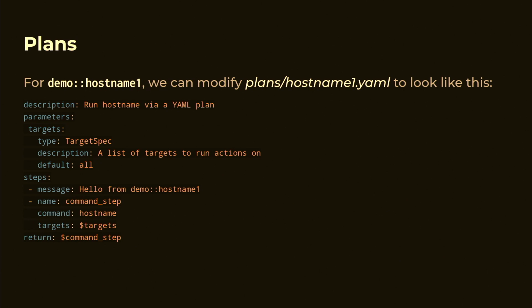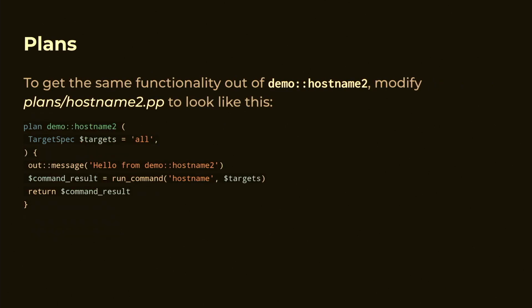Anyway, for our YAML plan, we're going to give the description for it. We're going to say what the parameters are, which basically all we're taking as parameters is the list of targets to run on, and then we have steps. This is the plan that's generated by Bolt, and basically it spits out a message, hello from this plan name, and then I've added a command step that runs hostname on all the targets, right? So every one of these examples does exactly the same thing. And I know they're just getting progressively more complicated, but that's also because we could do a lot more. And again, I will show you.